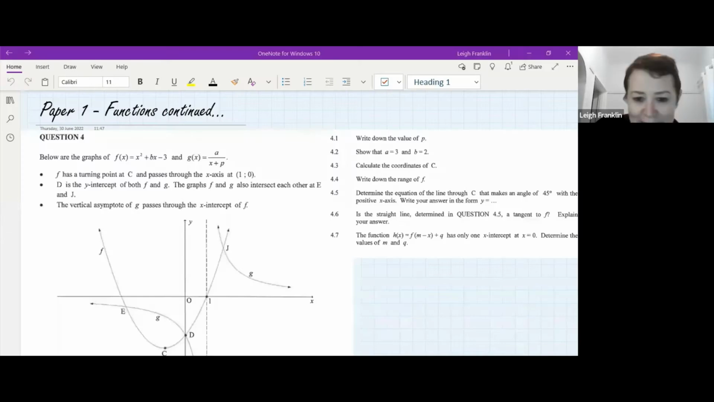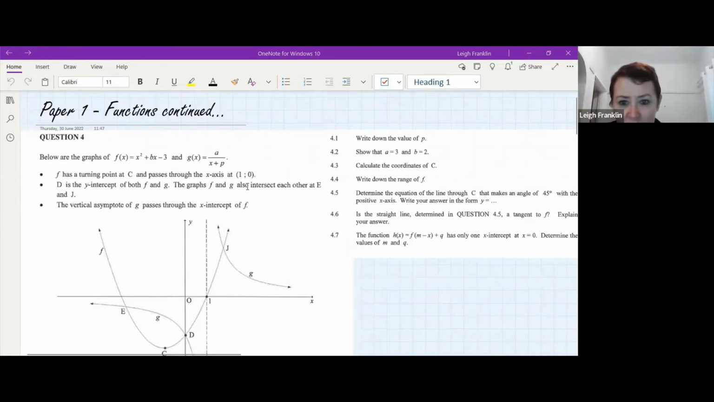Better get started. Welcome back to our second winter school lesson. Today we are going to continue talking about functions. That's what we agreed upon the last time I saw you guys, which was on Monday afternoon. And if you all recall, we were busy with this question over here.